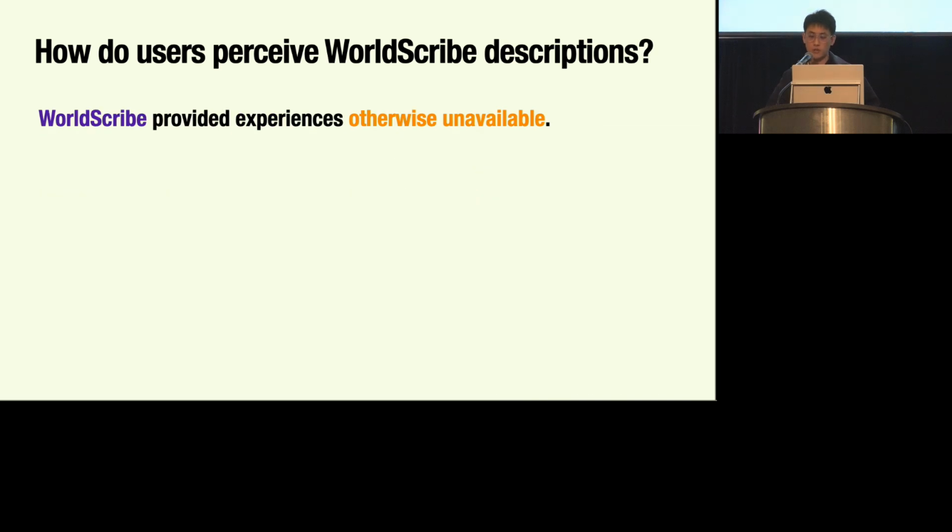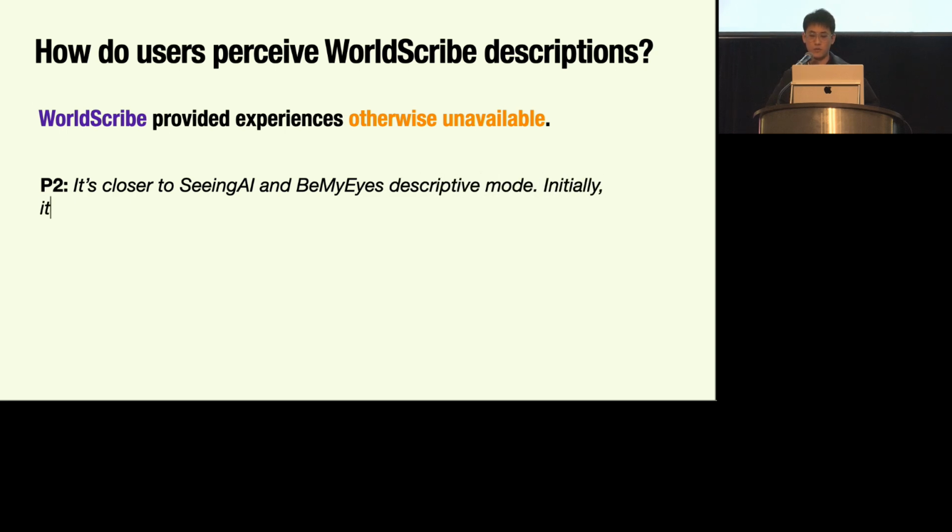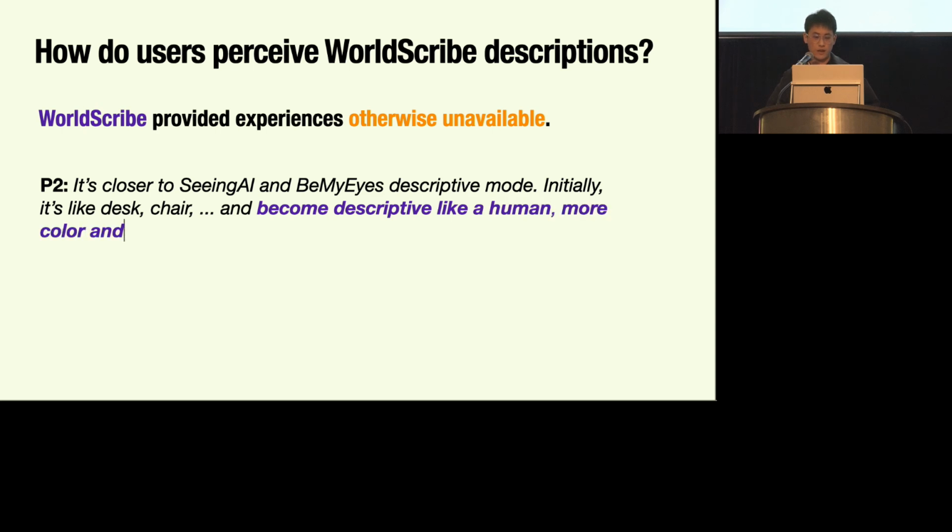Some participants also thought WorldScribe provided experiences otherwise unavailable from existing apps. As P2 said, "It's closer to Seeing AI and Be My Eyes descriptive mode. Initially, it's like desk, chair, and then becomes descriptive like a human. More color and context if you are looking at things longer."